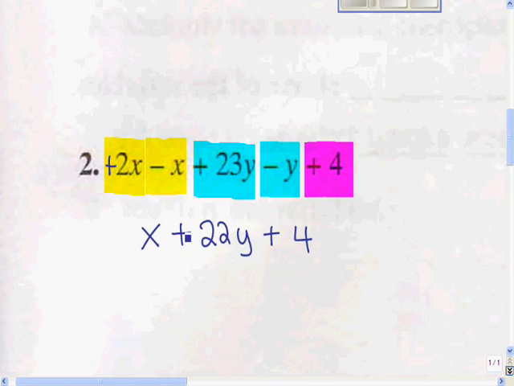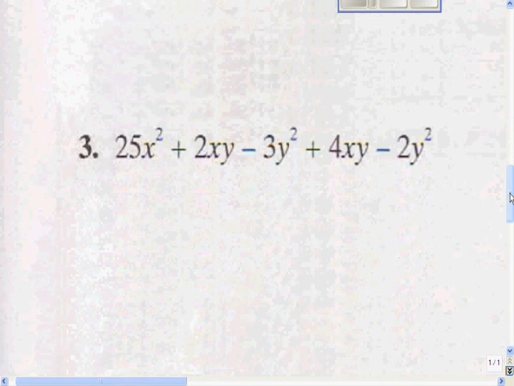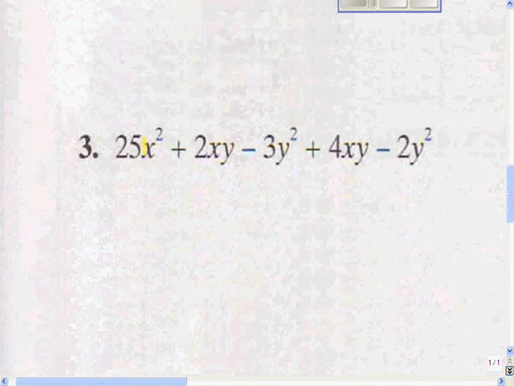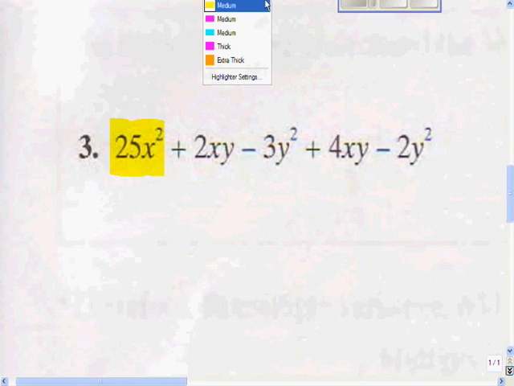And you notice, again, it's in alphabetical order. X, y, and then the number goes at the very end. Okay, let's do our color coordinating. Let's find our like terms. Okay, remember, a like term has the same variable and the same exponent. Okay, so let's see, 25x squared. And that's it. There's no other x squared. So I know I'm not going to combine the 25x squared with anything.